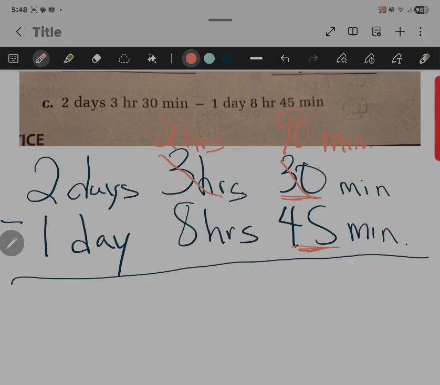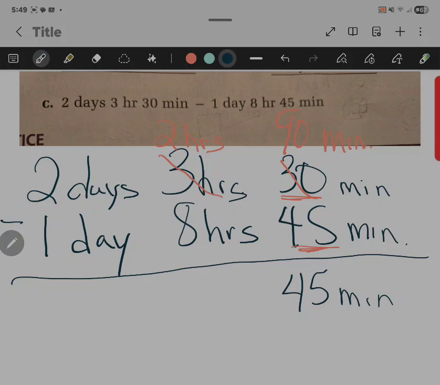Okay, hopefully you understand what I just did there. So now we can subtract that 45 minutes from that 90 minutes. So 90 minus 45, that gives us 45 minutes. And now we can move to the left. So 2 hours minus 8 hours. We can't subtract 8 hours from 2 hours.